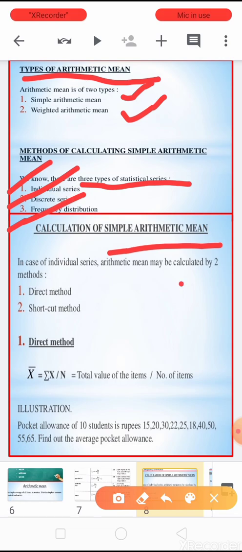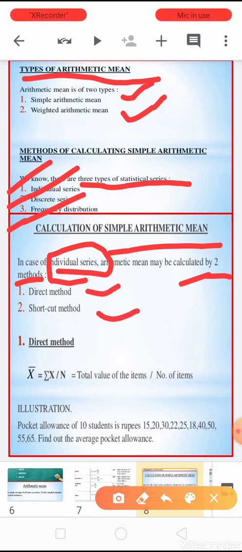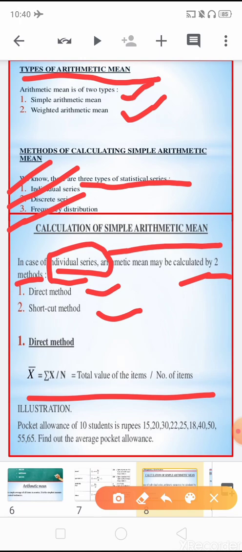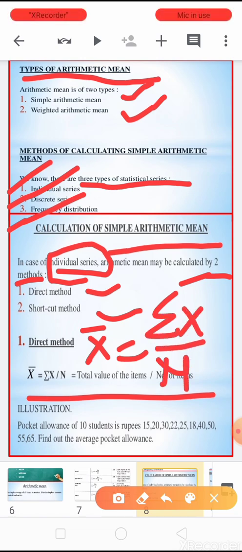And as I just said, there are two methods of calculating for the individual series, children. The first one is the direct method, the second is the shortcut method. The formula applied to find the arithmetic mean in the direct method is x bar, the arithmetic mean, equals sigma x upon n. This is your direct formula.